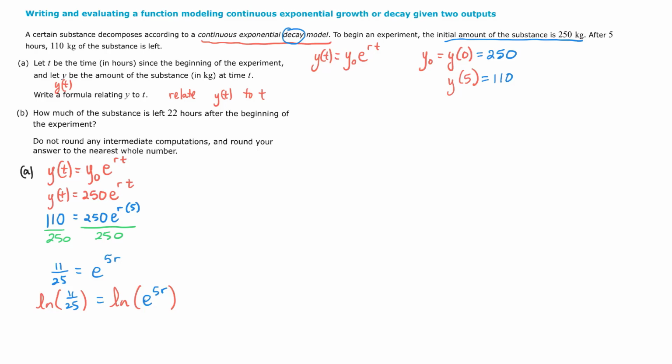Now, we already know what's on the right-hand side of the equation. Remember, the natural log is base e, and so one of our log properties says this is just 5r. 5 is not 0, so we could divide by 5 to balance this equation. And finally, we get an equation about r. r is equal to what? Let's say natural log of 11/25 raised to the 1/5 power.